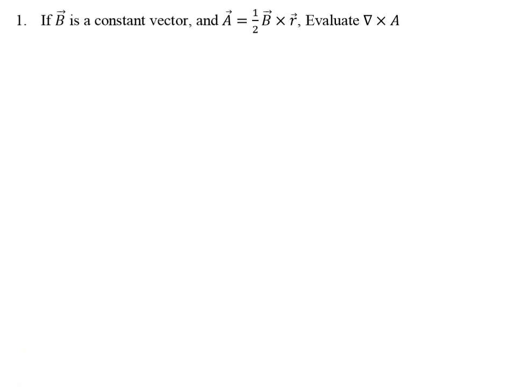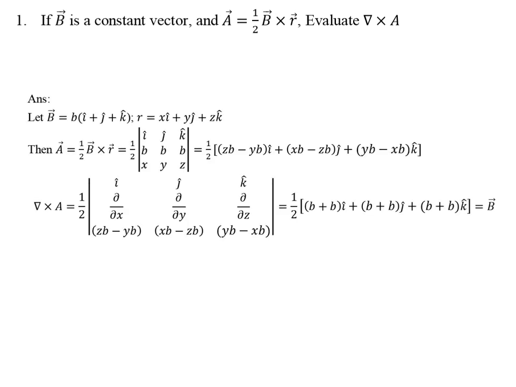Problem number 1. If B is a constant vector and A is equal to half B cross R, evaluate del cross A. So these type of questions where the problem is focused on curl, divergence or any of the identity relations in mathematical physics could be a possible problem in CSIR. So let us discuss the answer to this problem.